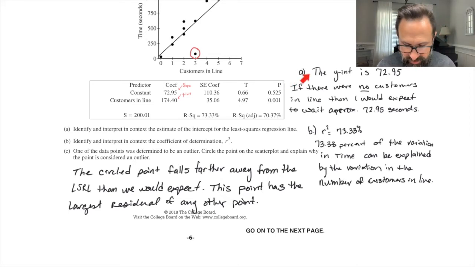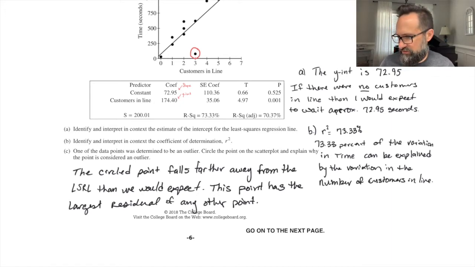Letter A. The things that I needed to do to get number 1 correct was I needed to make sure to mention the actual value of my y-intercept, right? 72.95. And then I needed to make sure I interpreted that in context of the problem. So I said this: if there were 0 customers in line, I need to make that comment, then I would expect to wait approximately 72.95 seconds, or approximately 73 seconds. That would all be fine.